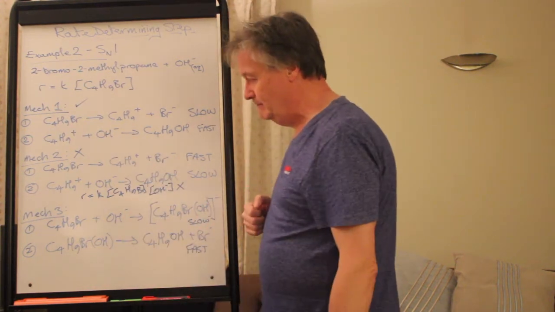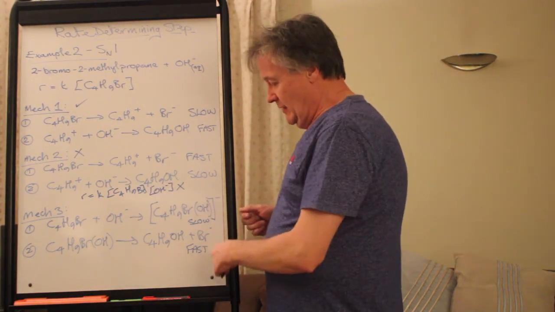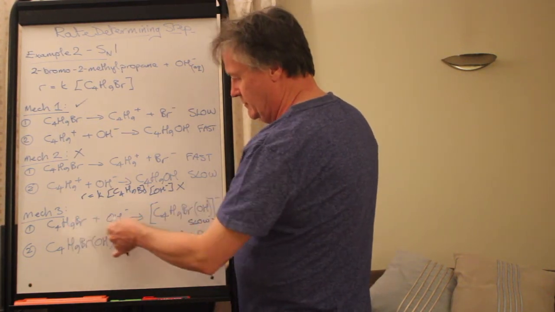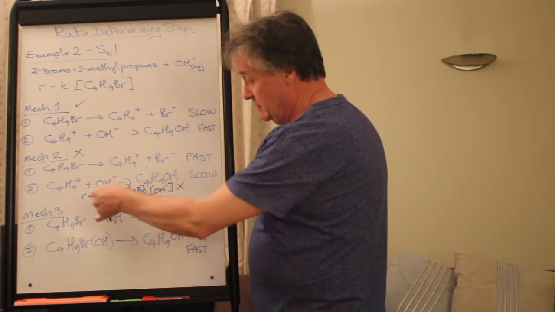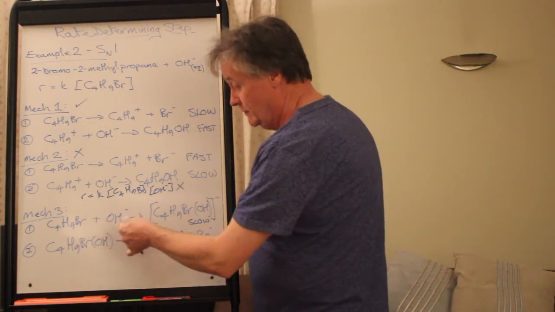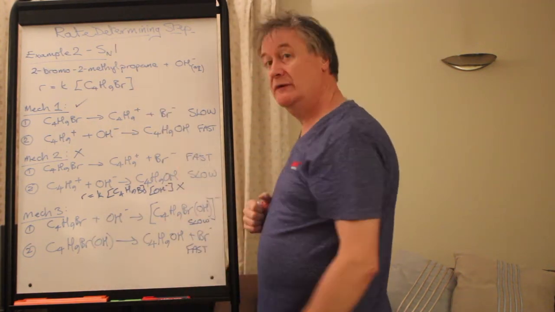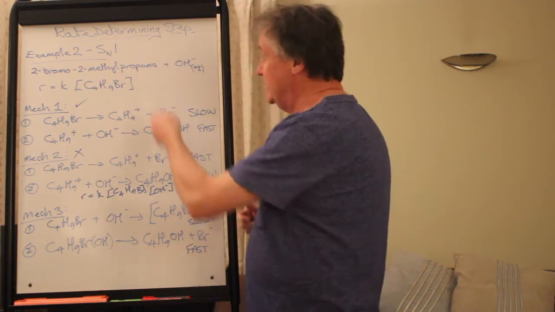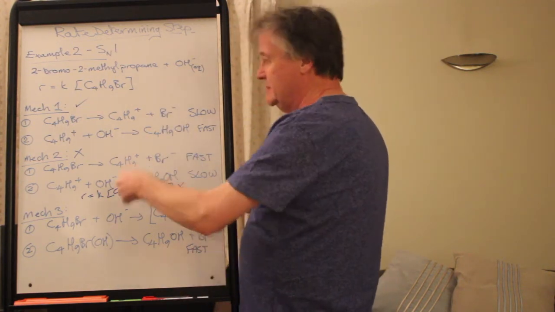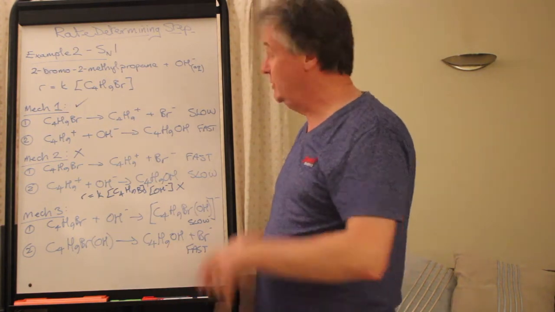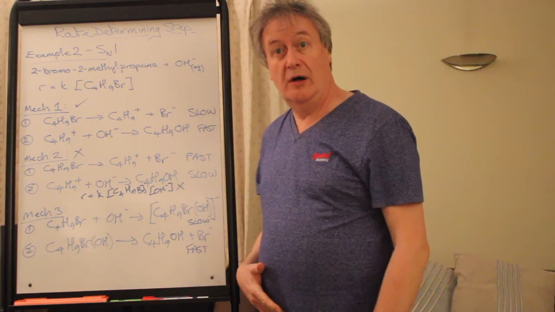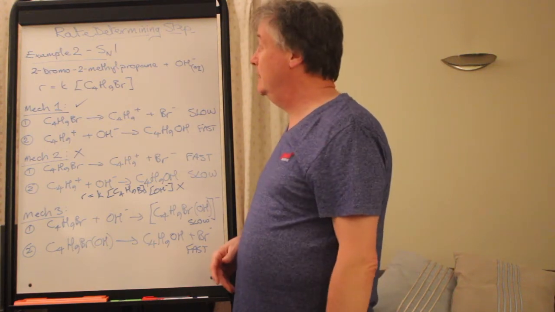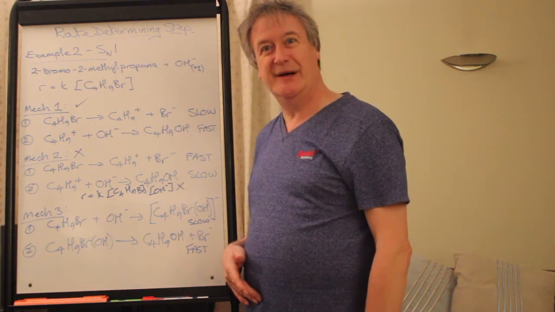This mechanism, slow first, fast second, would have one of those and one of those. It would have this rate equation, as it turns out, because it would have one of those and one of those. And that's not what you find. So this mechanism is also incorrect because it doesn't match the rate equation, as does this one not match the rate equation. That's it. I need to move on to the next example, which will of course be SN2. See you in a moment.